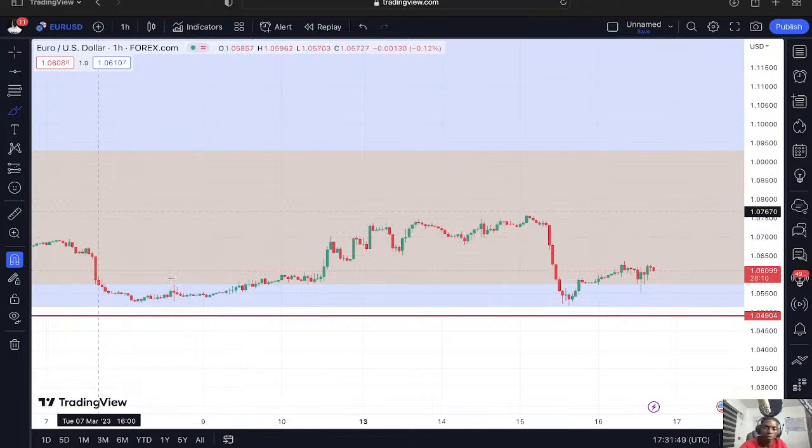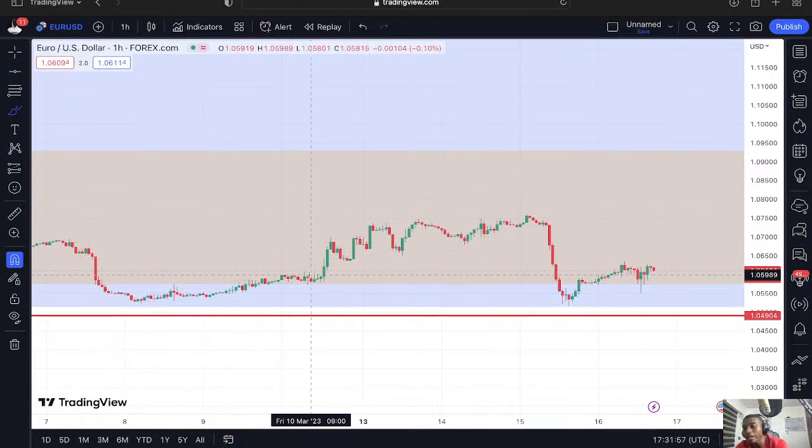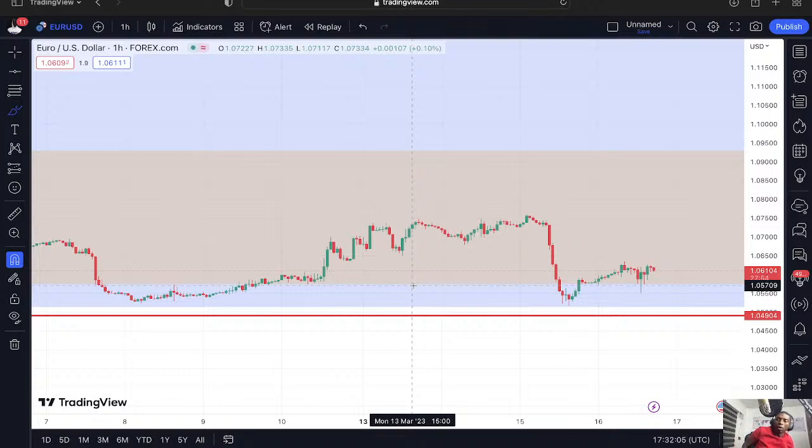Good. So what are we expecting from EUR/USD this time around? Like I said, wait for a breakout, upward or downward. We wait for a breakout either to the upside or to the downside. Awesome.